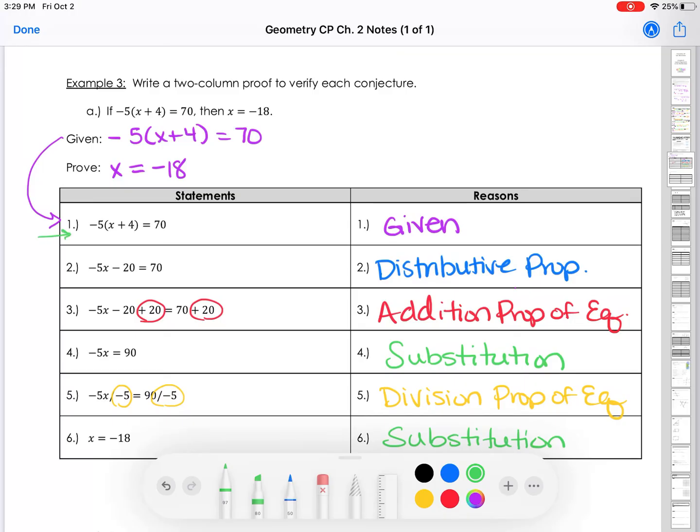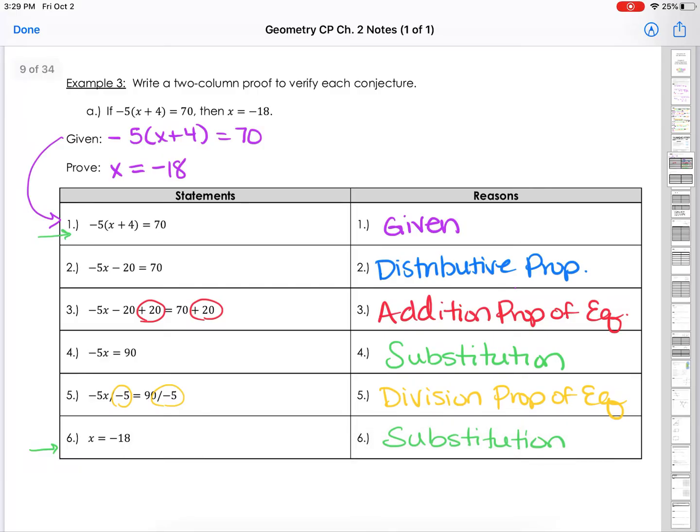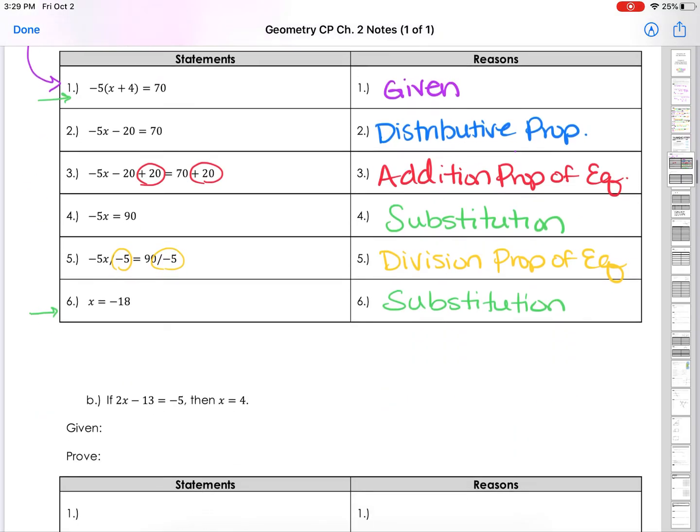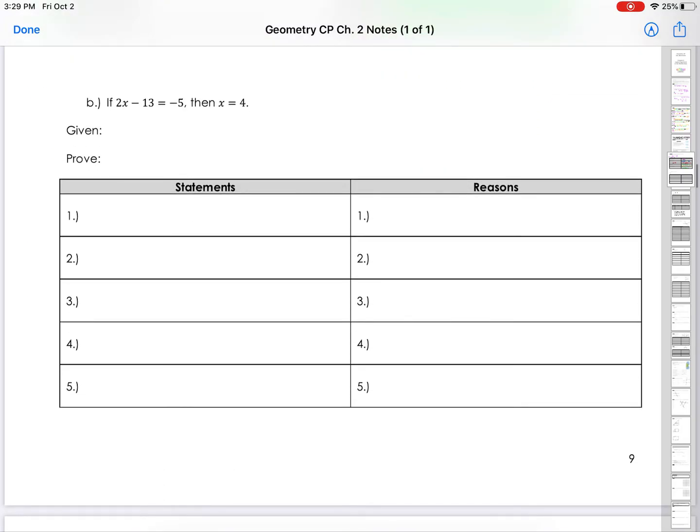So here is my given at the top. Here is what I'm trying to prove at the very end. And there are all the steps and reasons why I'm allowed to do them in between. That's what a two-column proof looks like. Let's take a look at the next one.